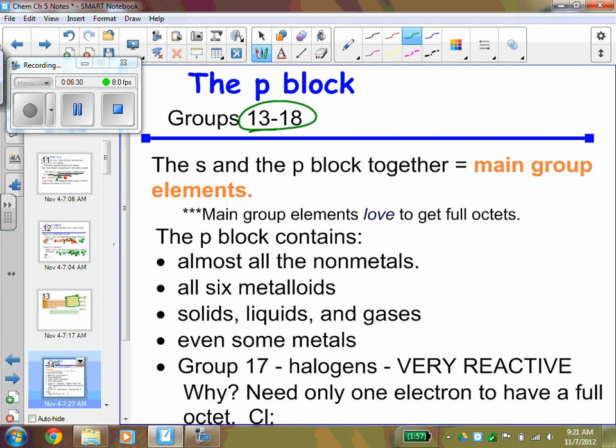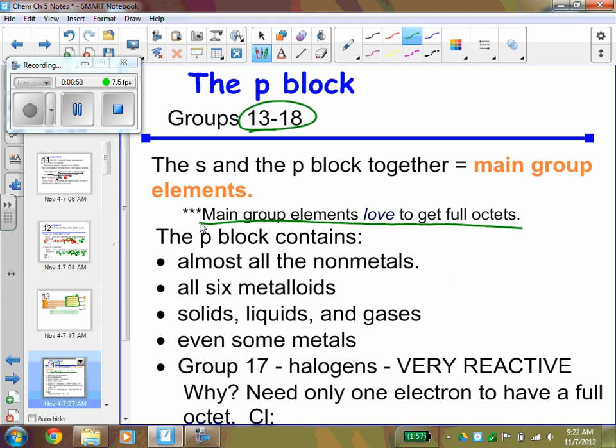And when I have the S and the P block together, they are called the main group elements. So that's important. I will refer to the S and the P block together as the main group elements. Why? We distinguish them from all the other ones because they love to get full octets. It's the S and the P. The S and the P make octets, so I'm going to refer to the main group elements as the S and the P block.